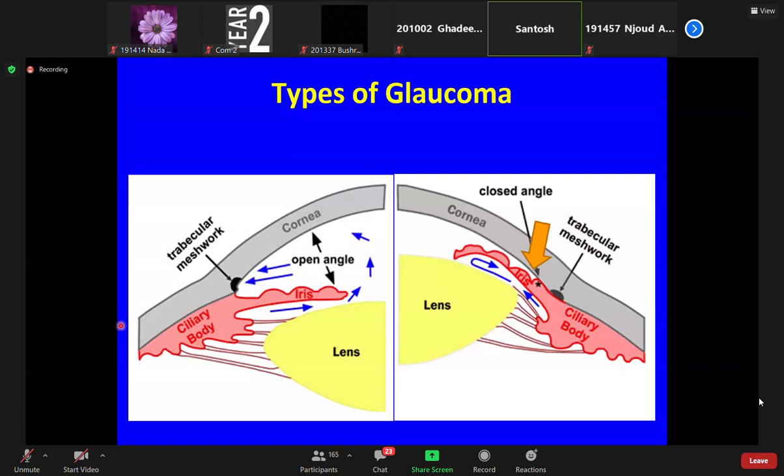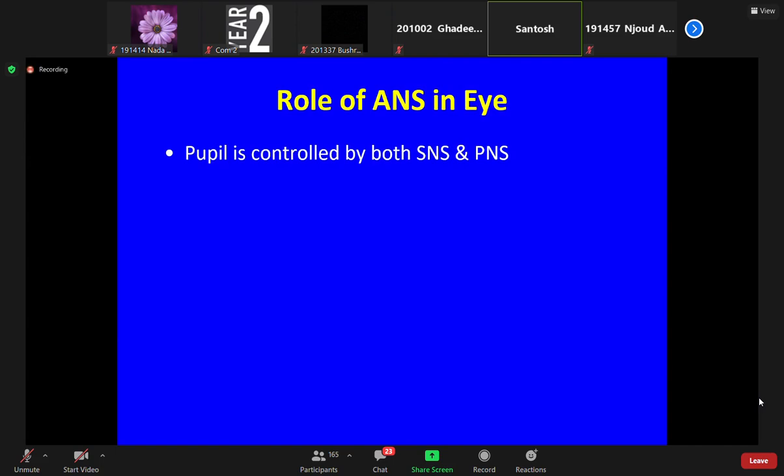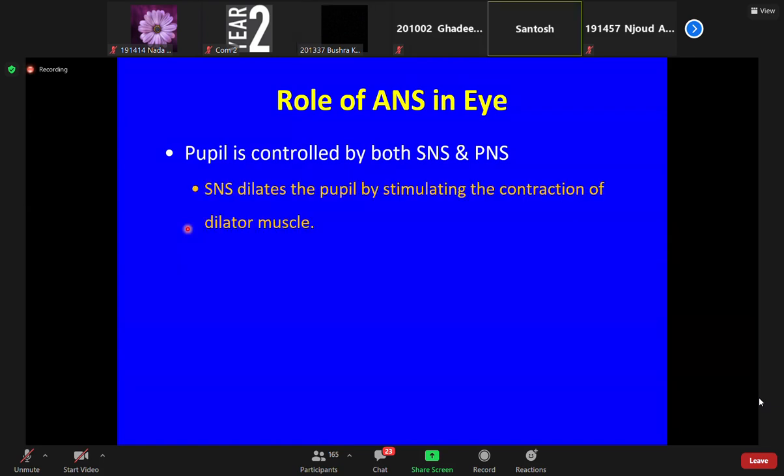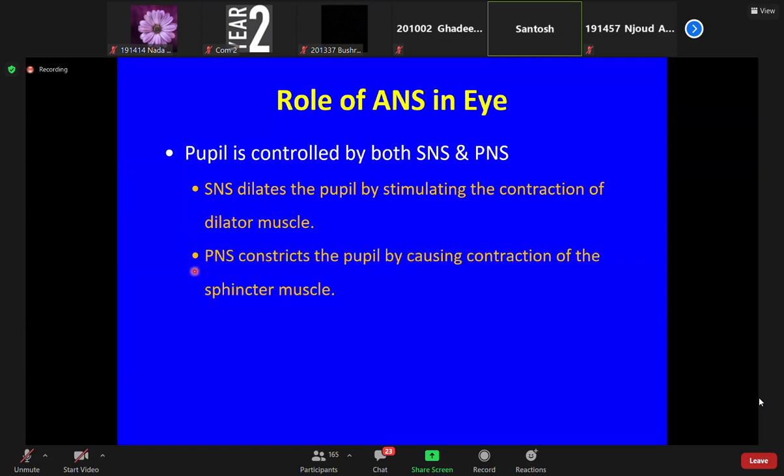Okay, I think enough of the review of pathophysiology. Let's go into the drugs. Before going to that, the role of the autonomic nervous system in the eye. I'll go through it quickly. The pupil is controlled by both the sympathetic and parasympathetic nervous systems. So what is the role of the sympathetic nervous system on the pupil? Quickly, somebody. To constrict the pupil? Yes, the sympathetic nervous system dilates and the parasympathetic nervous system constricts.